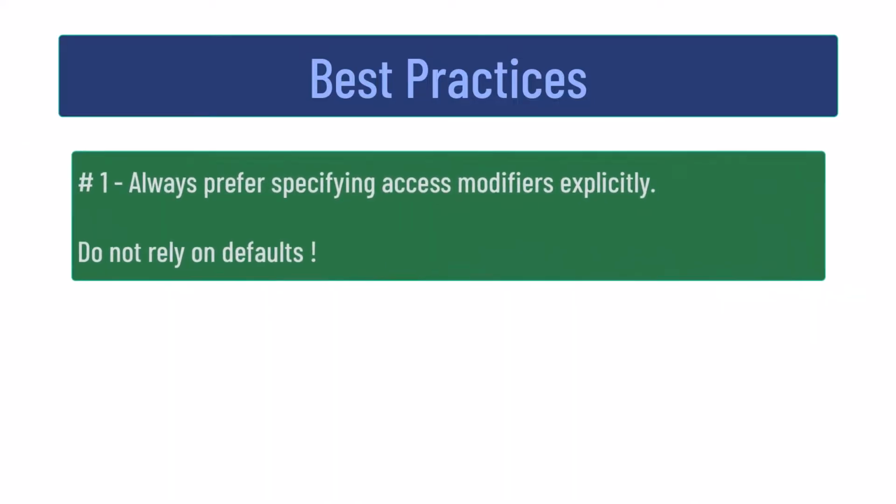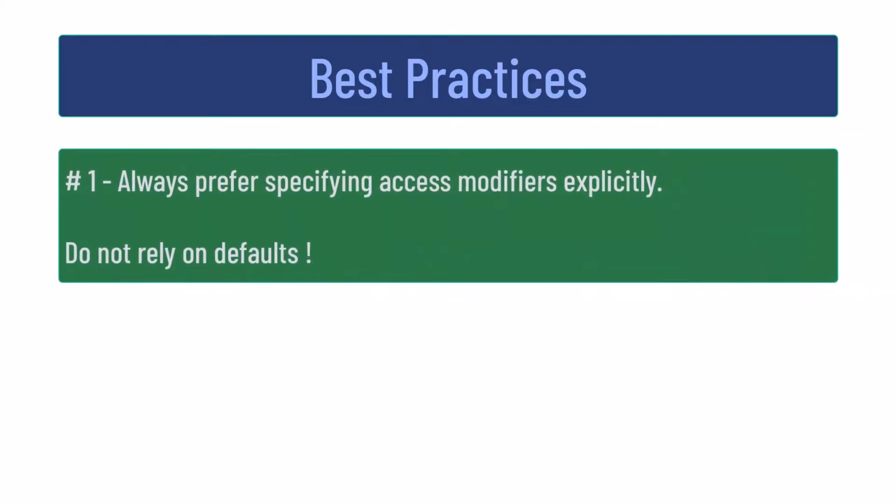Now these are some of my personal thoughts about access modifiers. These can serve as good pointers or good starting points for you to decide the appropriate access modifier for any member or any type in your code. Always prefer specifying access modifiers explicitly. Do not rely on defaults. This will increase the readability of your code in my opinion.